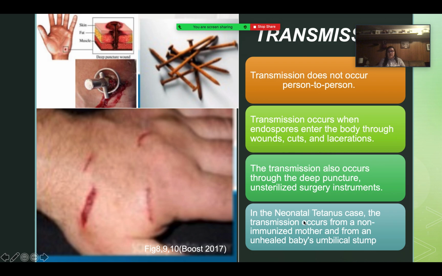In the neonatal tetanus case, the transmission will occur from a non-immunized mother and from an unhealed baby's umbilical stump. And the most important, the transmission does not occur from person to person.